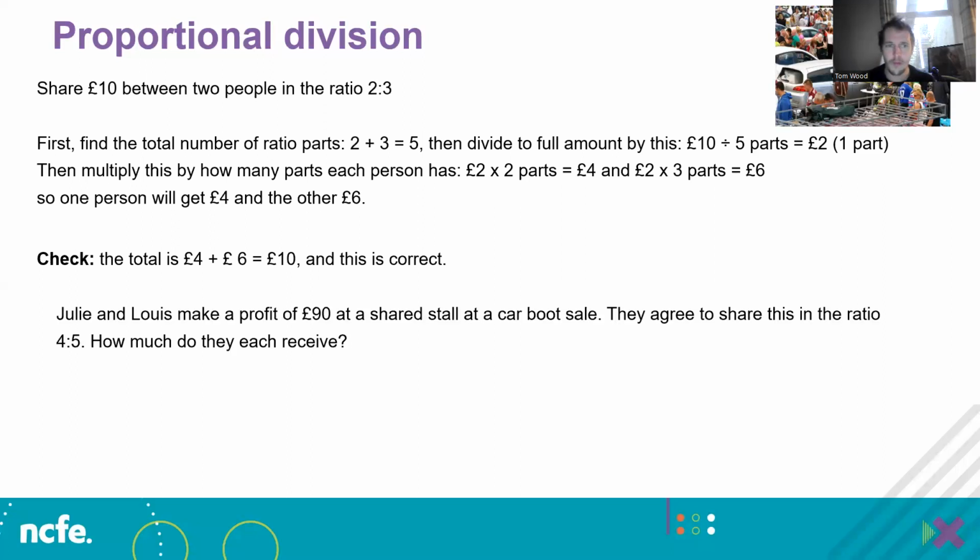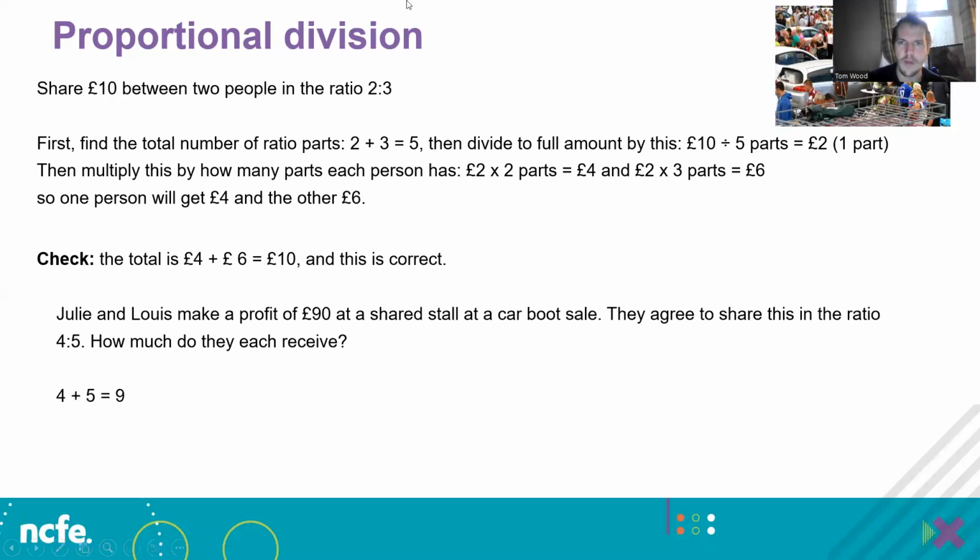One more problem here. So we've got Julie and Louise, and they make a profit of £90 at a shared stall at a car boot sale, and they agree to share this in the ratio of 4 to 5. How much will they both get? You might be able to spot this one straight away. You know, 4 and 5 will be 9. So therefore, there are 9 pieces. 90 divided by 9 is going to be 10. Each piece is worth £10. Julie's going to get 40. Louise is going to get 50. So quite a nice straightforward one.